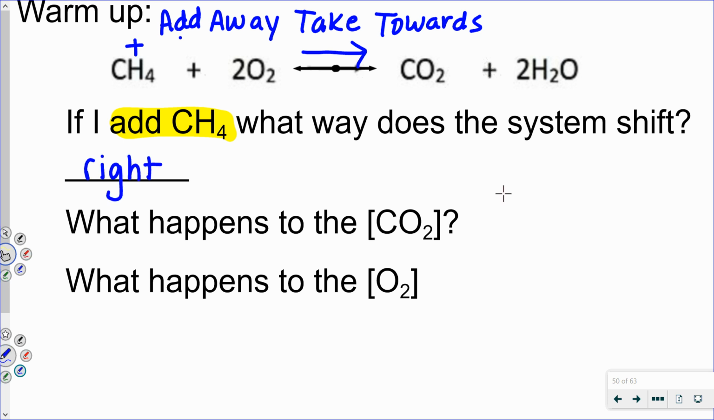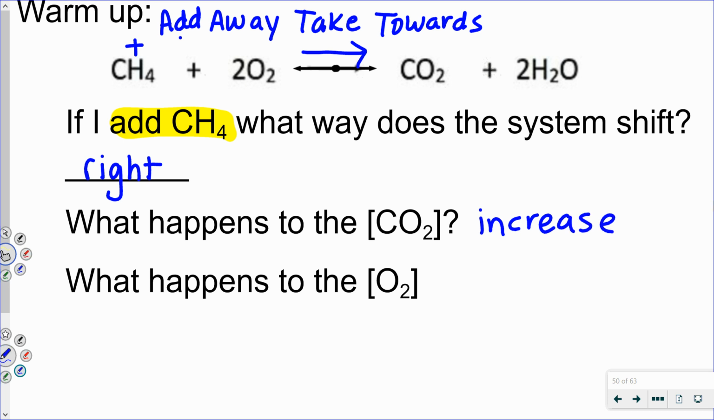So what's going to happen to the concentration of carbon dioxide, which is right here, because I am now shifting this way? I'm right shifting, which means I'm using up more of these to create more of this. Remember, the arrow you draw points towards the substances that increase in concentration. This means that carbon dioxide is going to increase in concentration.